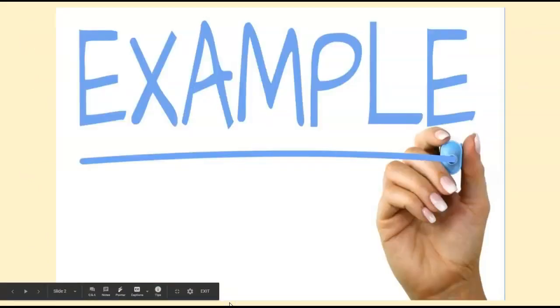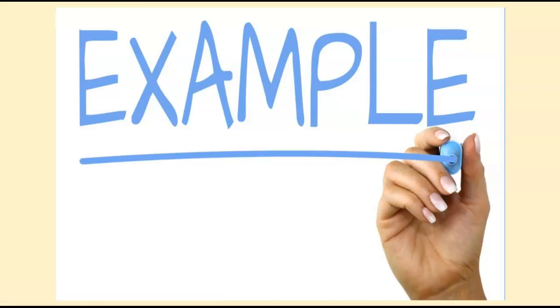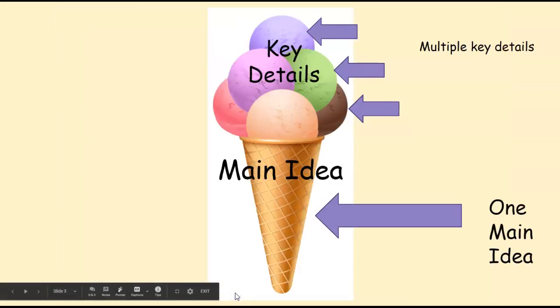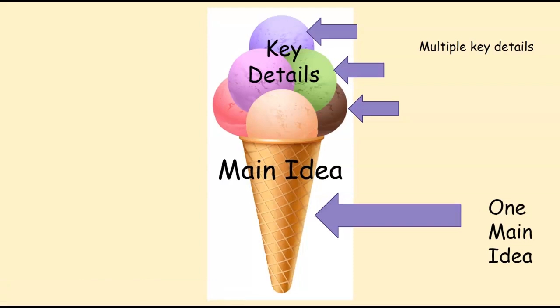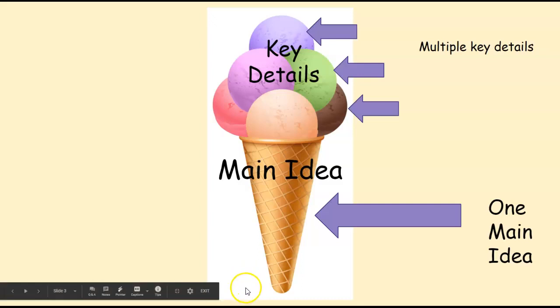Now, I like to use examples in my class because when I was a student, examples always seemed to stick in my mind. So let's use an example of an ice cream cone. The key details are going to be represented by the ice cream. You can see that there's many chunks of ice cream. And in a story, there are going to be many key details. The main idea is represented by the ice cream cone. The main idea is going to hold everything together. There's only one main idea in the story.